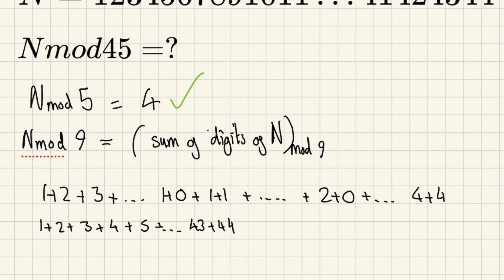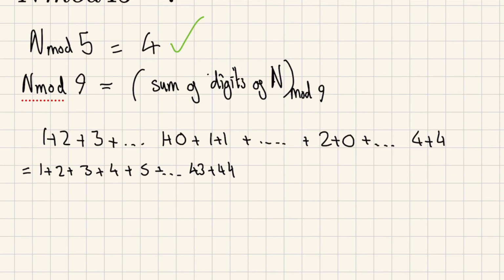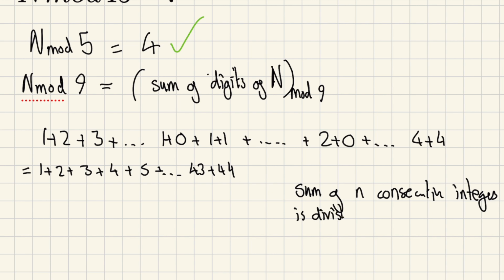Now, the standard thing to do if you wanted to know this sum would be to use the formula n(n plus 1) all over 2, and then you could show that it's divisible by 9. But I'm going to show you another way, a really useful trick. This is a great result: the sum of n consecutive integers is divisible by n if n is odd.